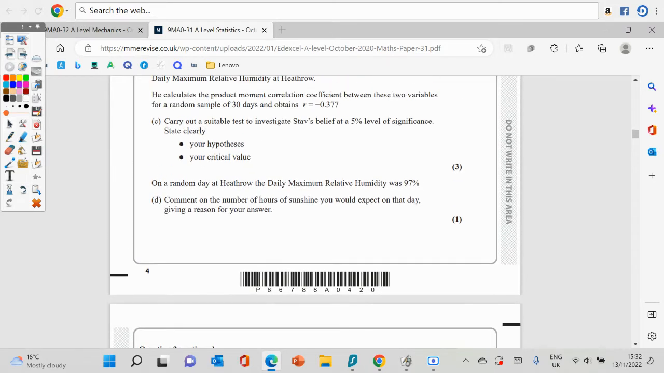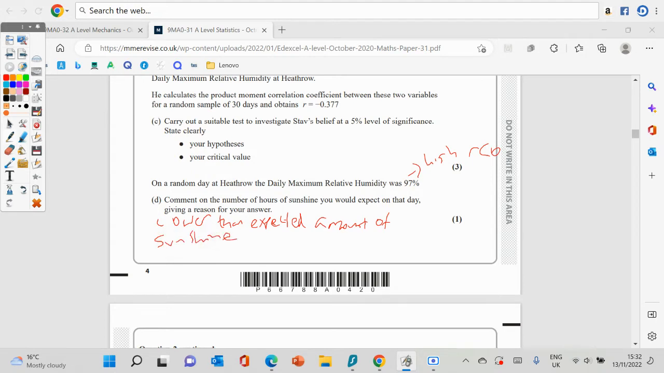Right, I believe there's one more bit. There is. Comment on the number of hours of sunshine you would expect on that day, giving a reason for your answer, given that on a random day at Heathrow, the daily maximum relative humidity was 97%. So this, straight away, that's incredibly high, 97%. Now we also know that r must be less than 0. So it would be lower than the expected amount of sunshine. Okay? Given that it's incredibly high humidity, the hours of sunshine you would expect would be less. Okay?